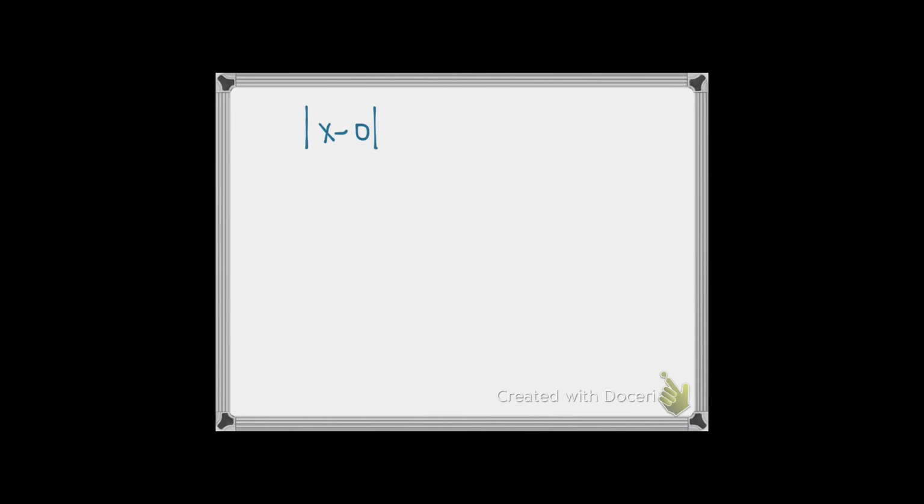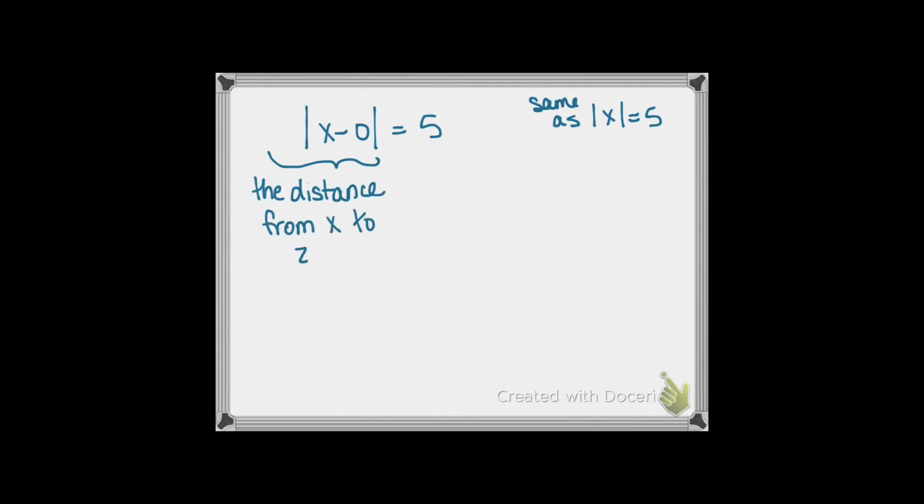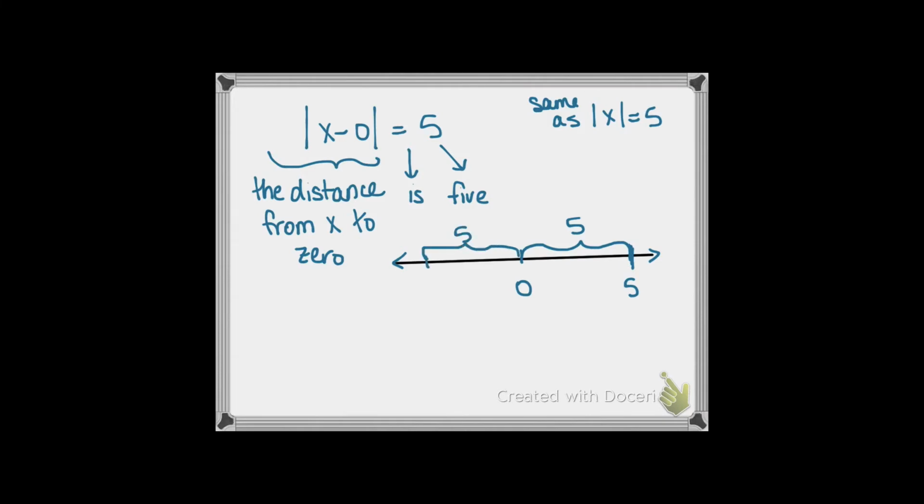And let's look at this a little bit more graphically. This is the same as absolute value of x minus 0 equals 5. That is the distance from x to 0, and equals, as always, 5. So the distance from x to 0 is 5. If I put this on a number line, I'll go ahead and draw a number line and put in my 0. I'm going to measure 5 units to the right, and then I'll measure 5 units to the left, and I get to numbers 5 and negative 5.